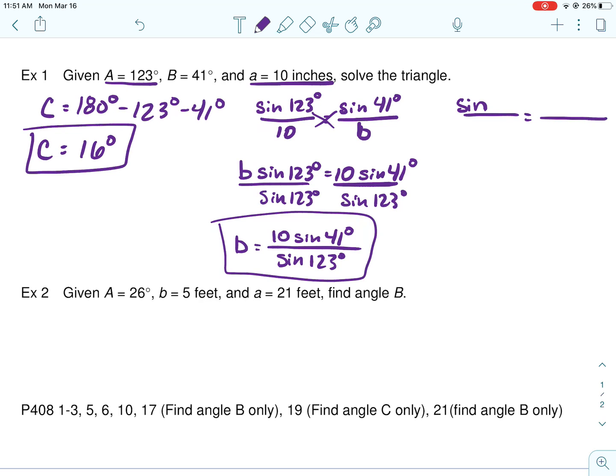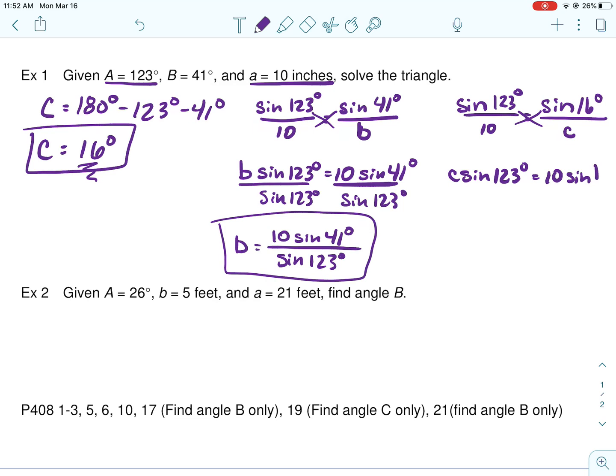Okay, so we would use what we were given. What we know exactly is that angle A is 123 degrees and side A is 10 inches. So we would have that, the sine of 123 degrees over 10. And then what we want to find is side C. So that should be equal to the sine of C, which we found a second ago by subtracting, is 16 degrees over side C, which is what we don't know.